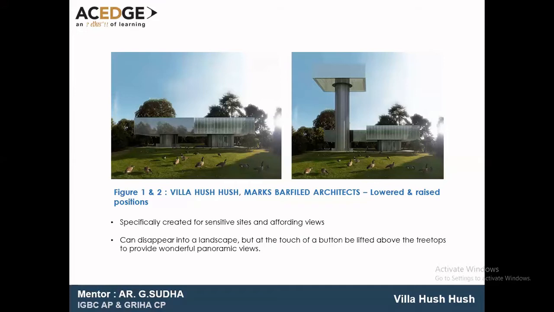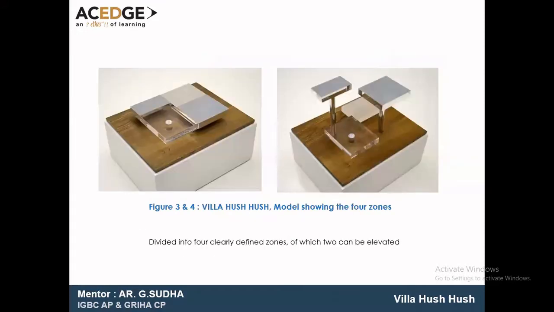So at its lowered position, the entire building can disappear into the surrounding landscape, but at the touch of a single button, the building, or a part of the building, can be lifted above the treetops, and it can afford wonderful panoramic views. These images show the models of this particular villa.